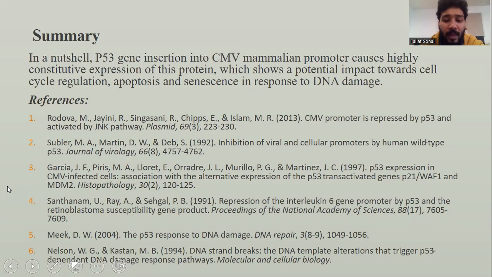So in a nutshell, P53 gene insertion into the CMV mammalian promoter causes highly constitutive expression of this protein, which shows a potential impact towards cell cycle regulation, apoptosis, and senescence in response to DNA damage. So now you can see my summary here also. You can read it in a nutshell: P53 gene insertion into a CMV mammalian promoter, causing highly constitutive expression of this protein.